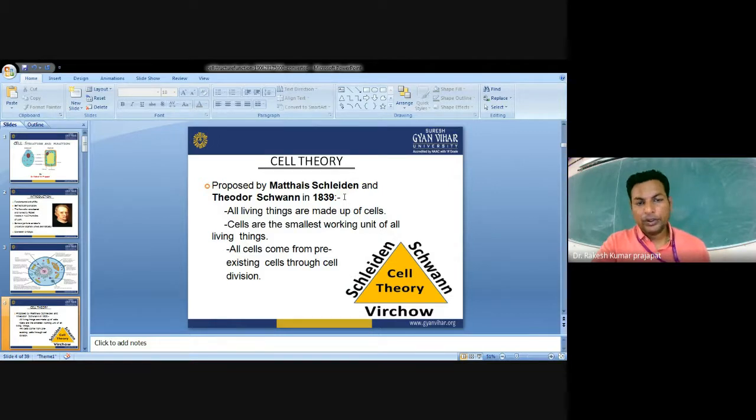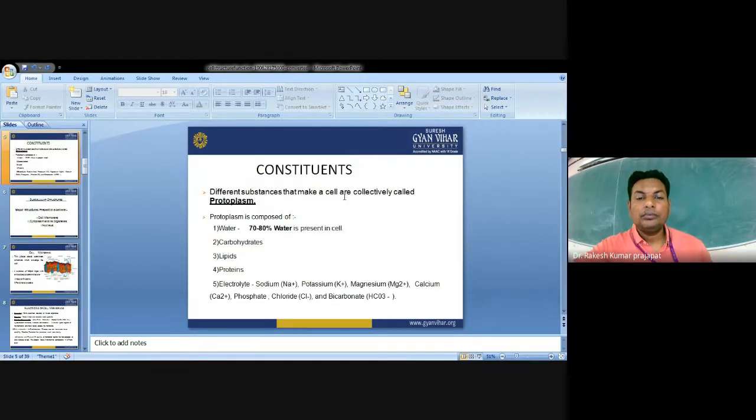Now, cell theory. Cell theory was proposed by Matthias Schleiden and Schwann in 1839. This cell theory, also known as cell doctrine, states that all living things are made up of cells. Cells are the smallest working unit of all living things. All cells come from pre-existing cells through cell division.